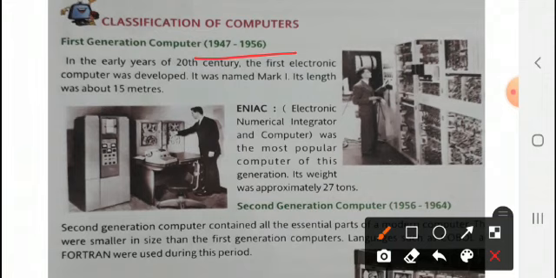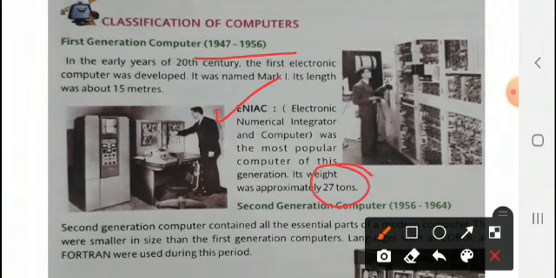So in the early years of the 20th century, the first electronic computer was developed. It was named Mark I. Its length was about 15 meters. Okay, then here the full form is also given. You have to learn this also in your notebook. It is mentioned: Electronic Numerical Integrator and Computer. Okay, it was the most popular computer of this generation, and its weight was approximately 27 tons.